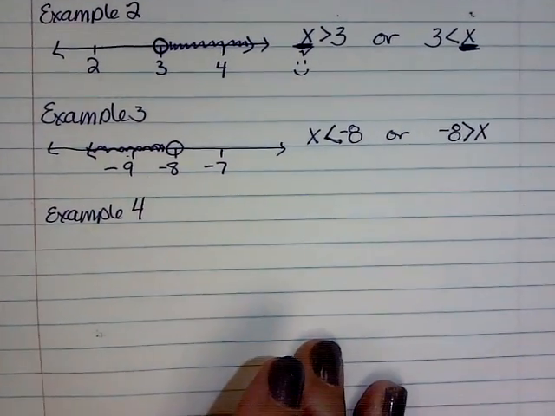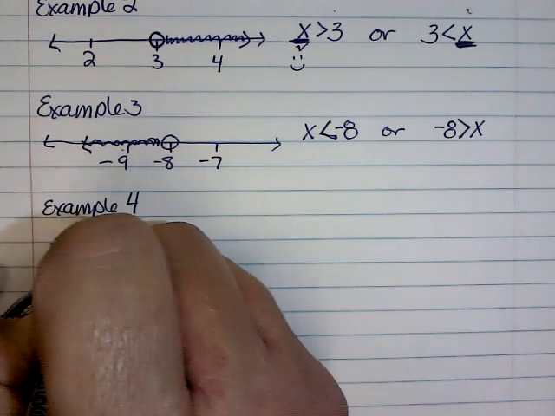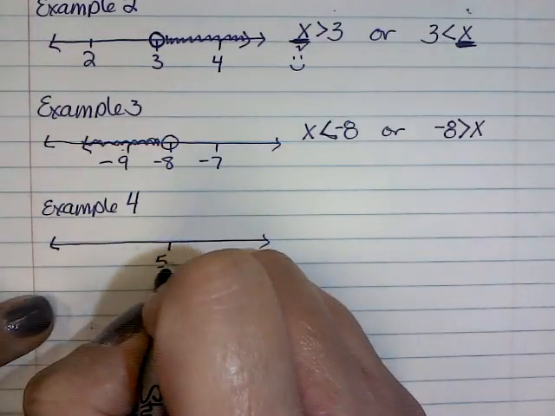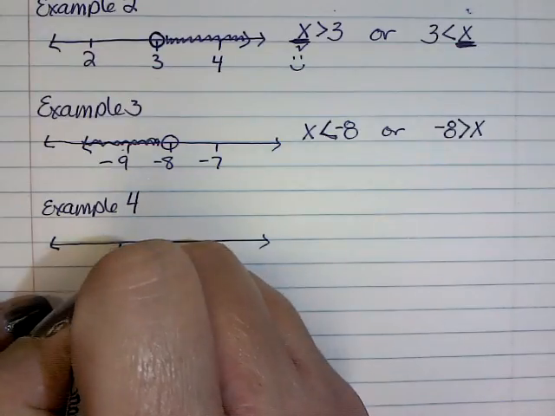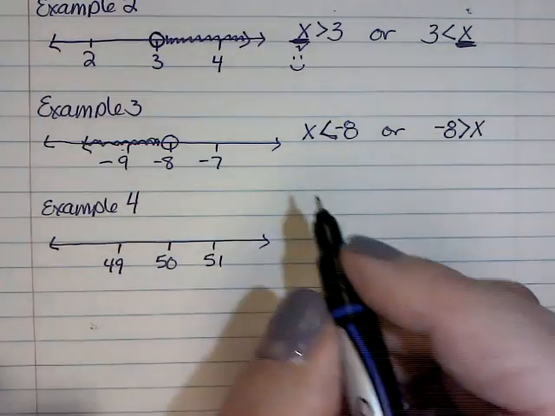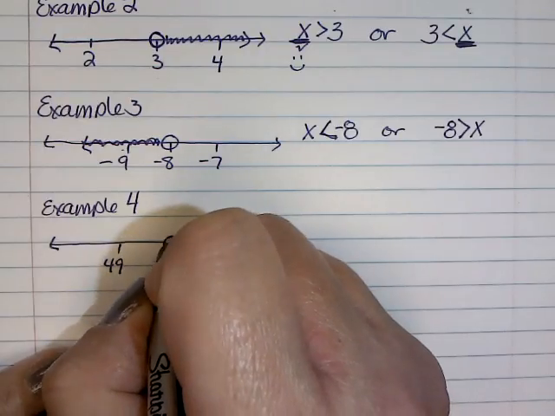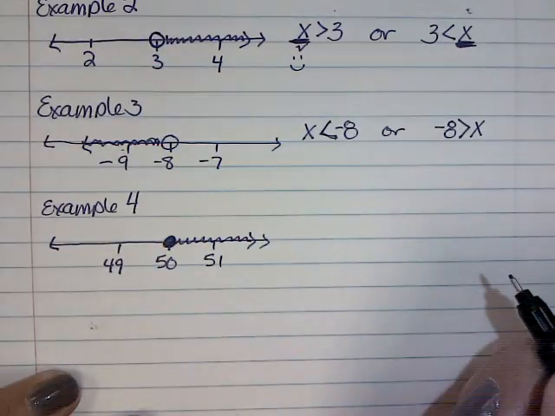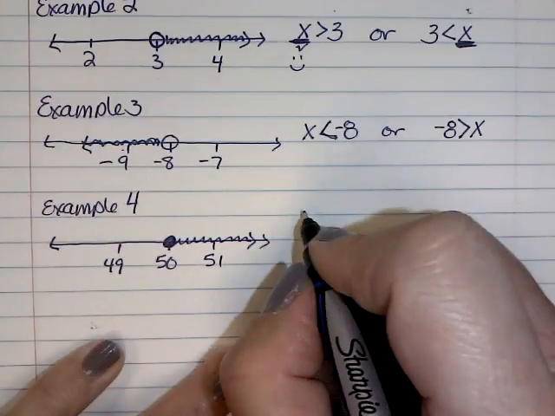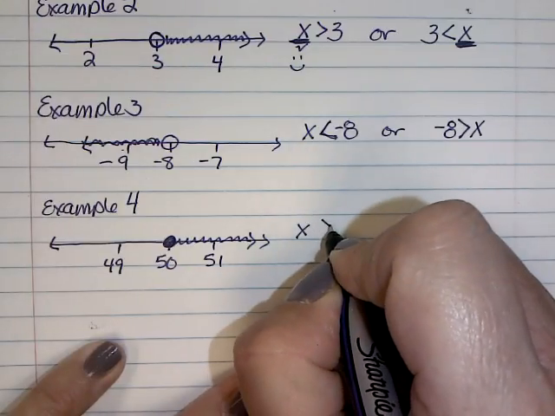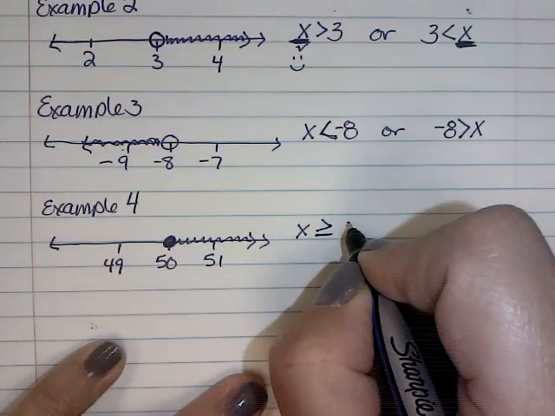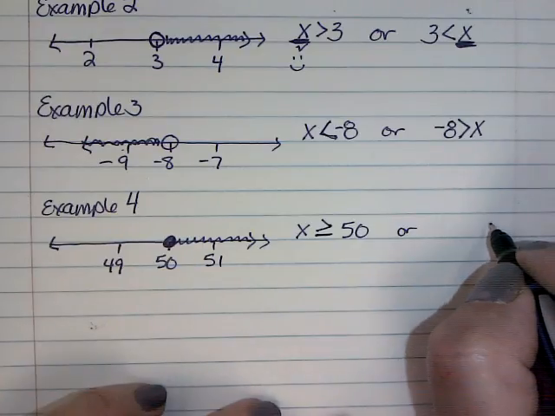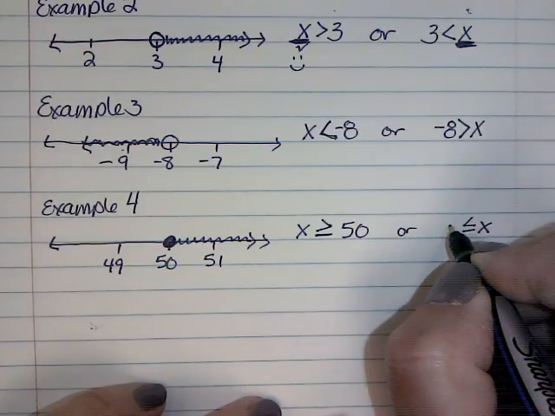Let me slide this up a little bit more. Number line again. And I'm going to do 50 and 51 and 49. And I'm going to do a closed circle on 50. That means I have to include 50. Arrow going to the right. Okay, and go ahead and write it out. X greater than or equal to 50. Or, if I flip it around, 50 less than or equal to x.